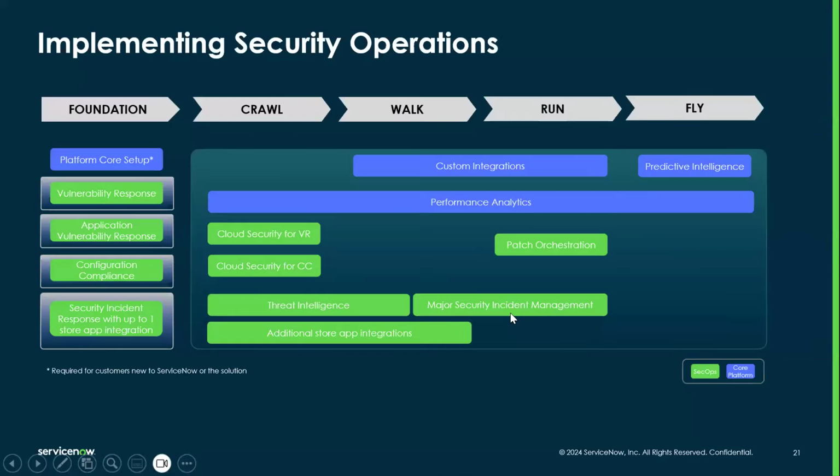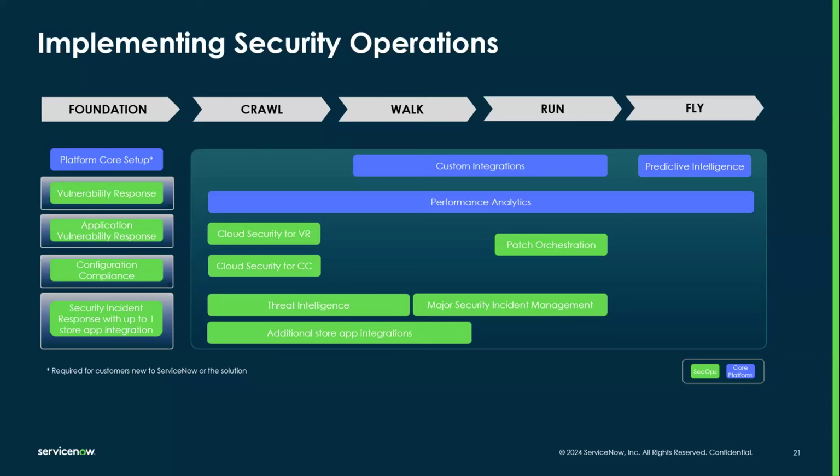Next up, we have this crawl, walk, run, fly concept when it comes to implementing security operations. I know we're iterating on this a little bit more, but it is still an overall pretty good mind map here, right? So having expert guidance throughout your implementation will ensure that you have the right outcomes, functionality, and scope for your implementation. So in SecOps, starting with getting the right data coming in from your platform first, and platform core setup, which includes roles and group setup for whatever scope you're starting with. If that's vulnerability response, application vulnerability response, configuration compliance, security incident response, the whole bevy of our security products.